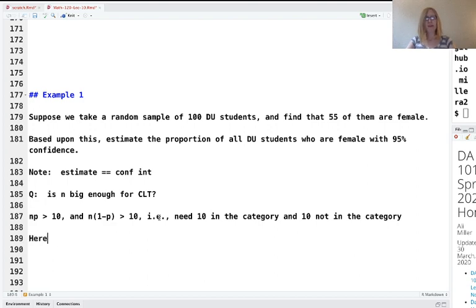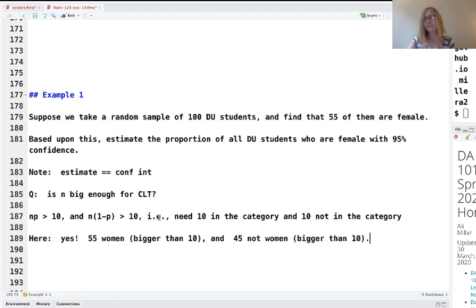Here, yes. There's 55 women, bigger than 10, and 45 not women, also bigger than 10. That's how the success-failure criterion works. So that's really easy for you guys to do. You just need to make sure that there's 10 that are in the category. We've got 10 women at least. And we also need 10 that aren't in the category. That's satisfied here too.